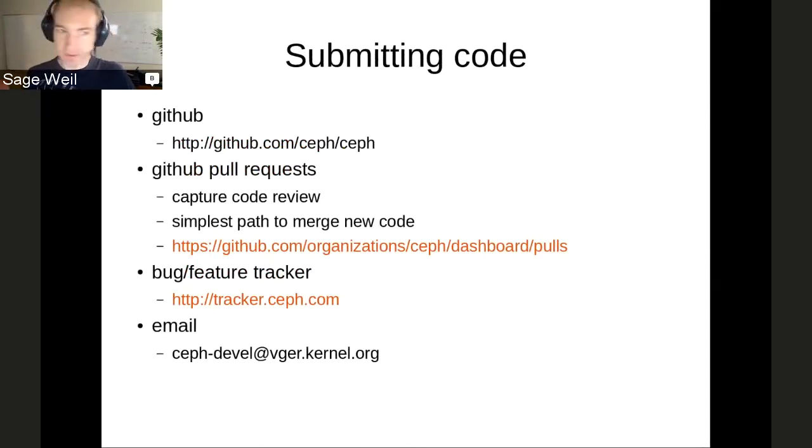Submitting code, obviously, everything is on GitHub. We use GitHub pull requests to capture code review and also to merge most code. That's the easiest way to get attention, that and pinging individuals on IRC. The feature tracker obviously is the place to look for work and, if you have a problem, to log a bug and so forth. And again, the Ceph development list, if you have any questions or aren't sure what's going on, everybody there is very eager to help get new people involved.